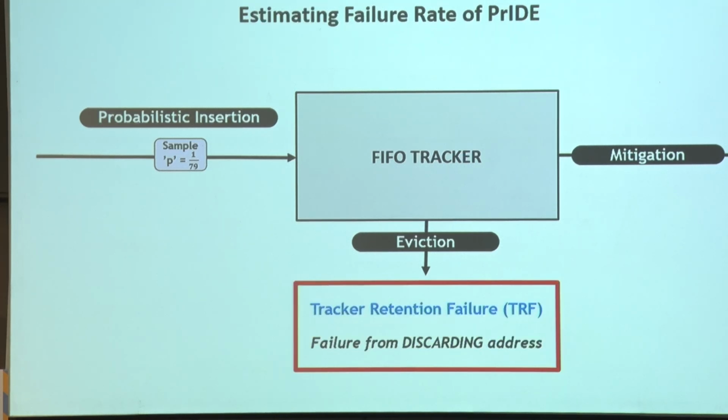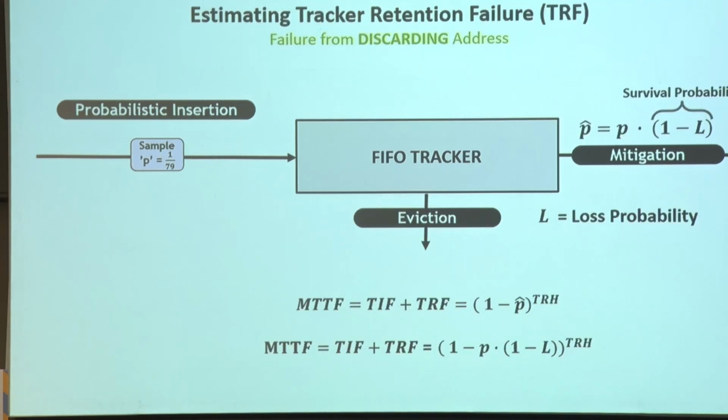Okay, let's talk about TRF now. How do you go about computing the tracker retention failure? The tracker retention failure can be modeled as follows. The FIFO can be thought of as a lossy buffer that has a loss probability L. So if you're going to lose something with probability L from the tracker, you're going to survive in the tracker with probability 1 minus L. So the effective sampling probability is P hat equals P times (1 minus L).